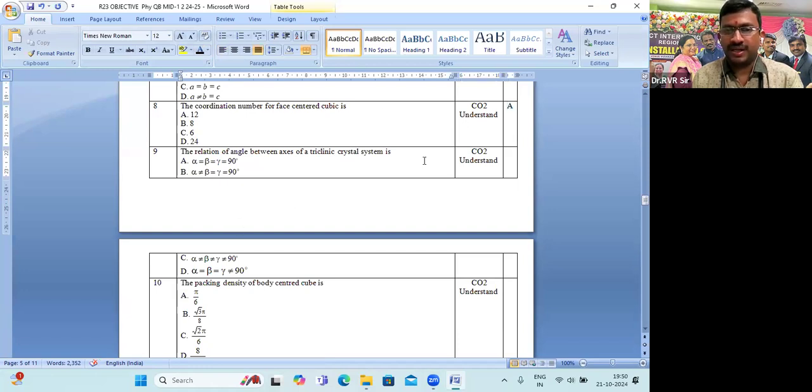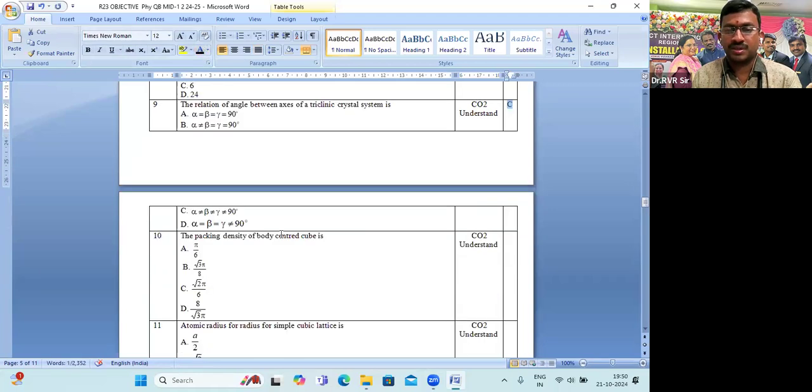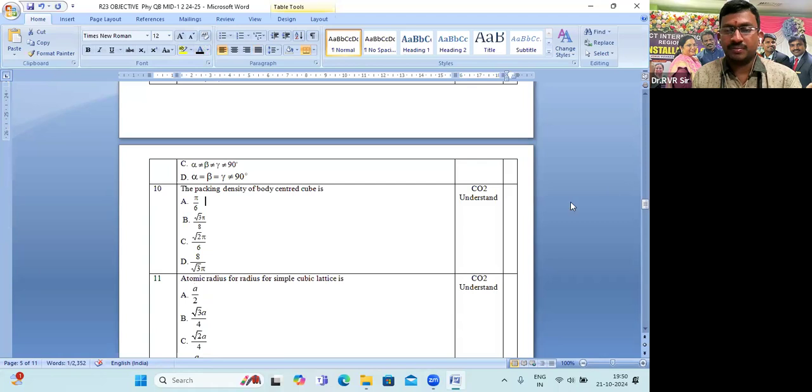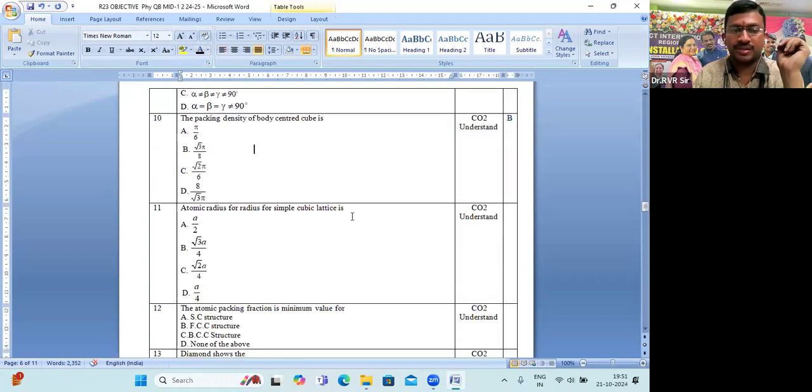The relation between the angle of axis of the triclinic system is alpha equal to beta equal to gamma. So triclinic in the sense option C will be the right answer. Just look at the answer. Yes, option C. Now the packing density of the body centered cubic is, so as we already discussed in our classroom, it is nothing but option B, root 3 pi by 8.